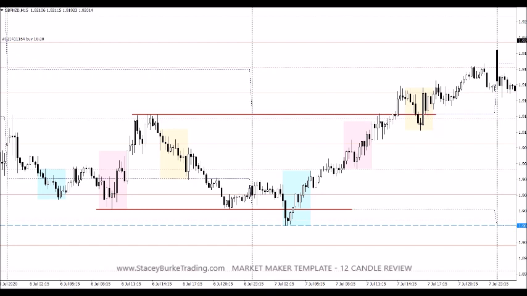So we're looking at the pound New Zealand, and just going back over our criteria, we're looking at Monday and Tuesday. We have our initial high and low on Monday. The market breaks out on Tuesday and pulls back inside of the range in the Asian 12 candle window. We have a middle structure.